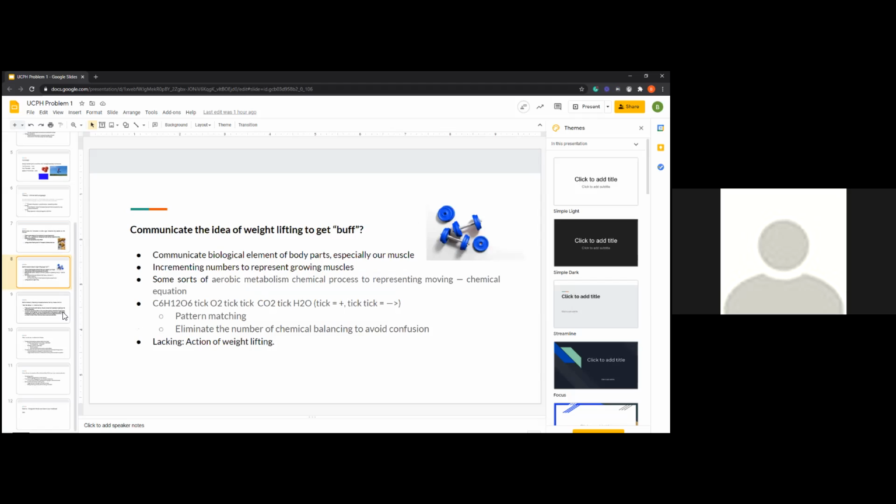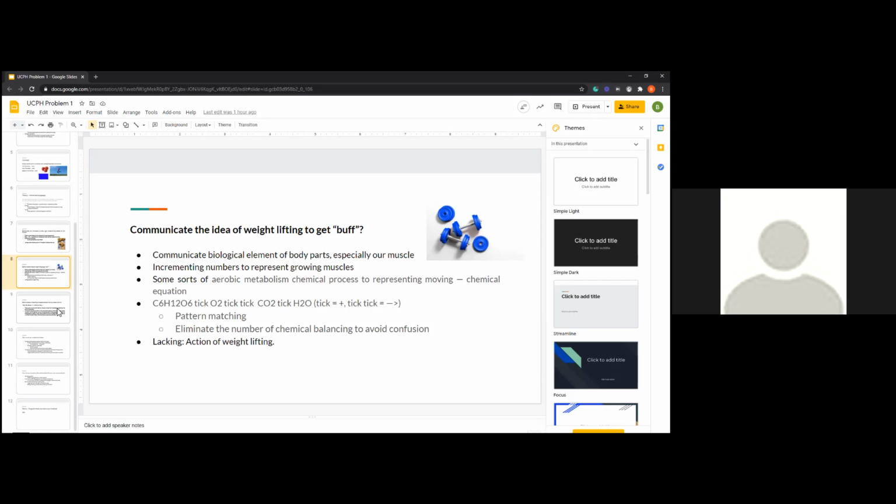Now we're coming to the second part. Similar to the previous one, firstly we're trying to communicate the elements, because we are trying to get buff. So we need to tell them the biological elements of the body part, especially our muscle, using the elements that constitute our muscle. Then we can say muscle and then the element, and then we can increment in numbers to represent the growing muscles.